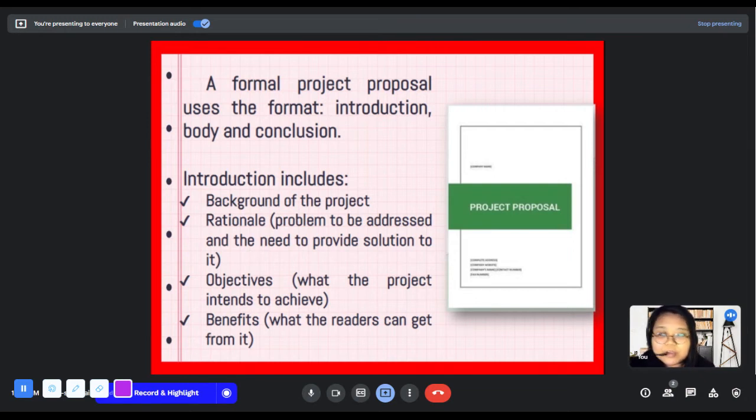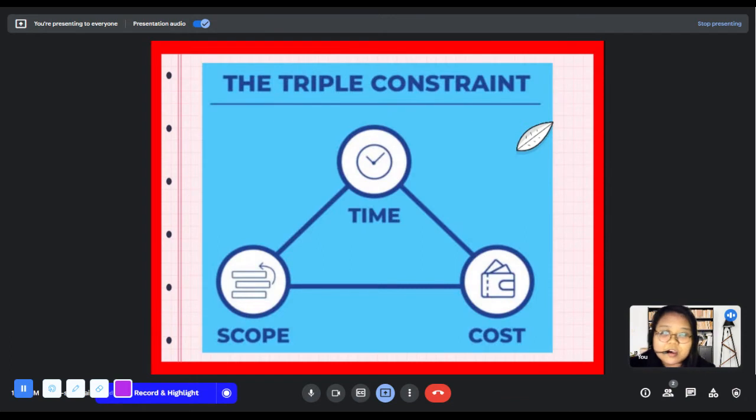Next, we have your objectives. You can write them down in bullet form or list form. What does the project intend to achieve? Next, benefits: what the readers can get from your project proposal. And then your body and your conclusion will focus on the triple constraint. We have here the scope, time, and cost.